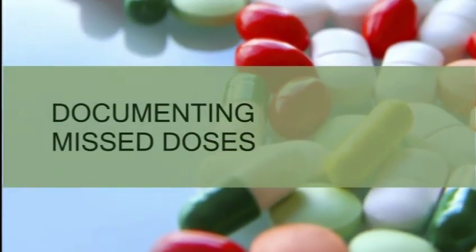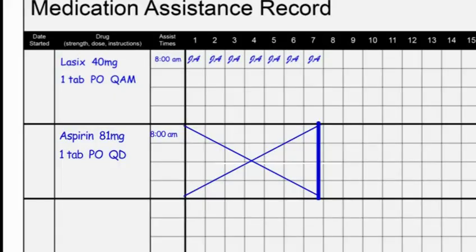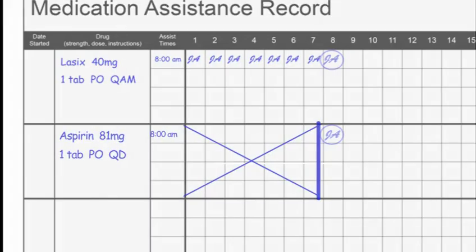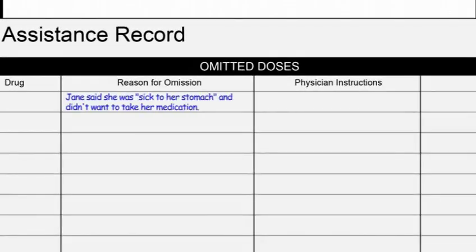If for some reason a resident doesn't take their medication at the prescribed time, you will initial in the box, circle your initials, and then turn to the back of the MAR to document the reason that the dose was missed and to document any communications that you had with the resident's physician.